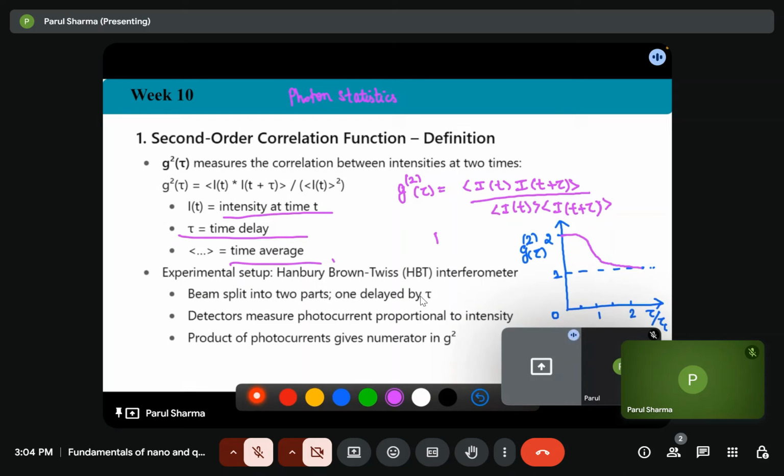So when G2 is equal to 1, it is the coherent state. And when G2 is greater than 1, then it is the chaotic state.